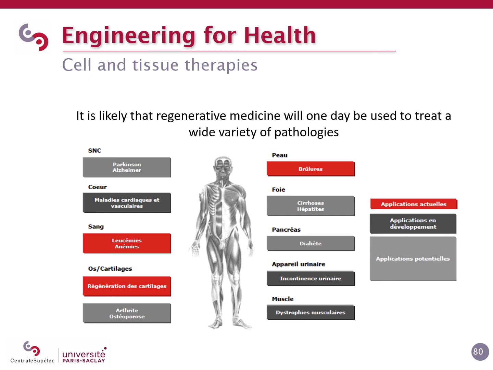It is likely that regenerative medicine will one day be used to treat a wide variety of pathologies. For example, current therapeutic applications are blood disease, and bone and cartilage regeneration. Therapeutic applications in development are heart and vascular disease, nephrosis, muscular dystrophy. And the potential therapeutic applications are neurodegenerative disease, bone and joint tissue disease, liver disease, and neuromuscular diseases.